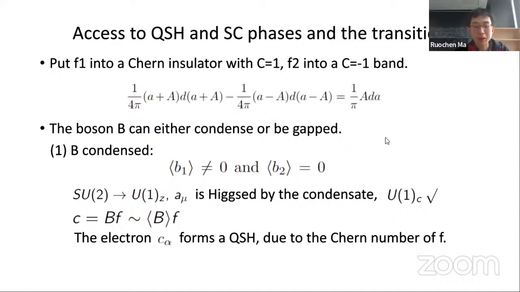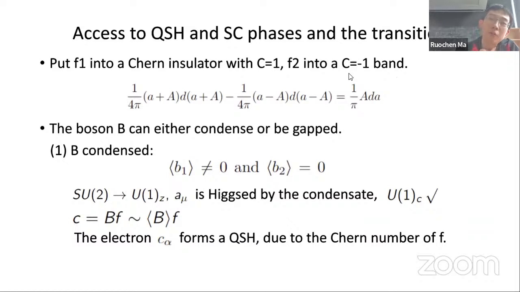So now we have our kinematic setup. This allows us to describe both the quantum spin Hall insulator and the superconductor phase straightforwardly. The key step is to arrange a mean field ansatz for the F fermion, such that the F1 fermion forms a Chern insulator with Chern number +1, while the F2 parton forms a Chern insulator with Chern number -1. And they will stay unchanged throughout the entire phase diagram.